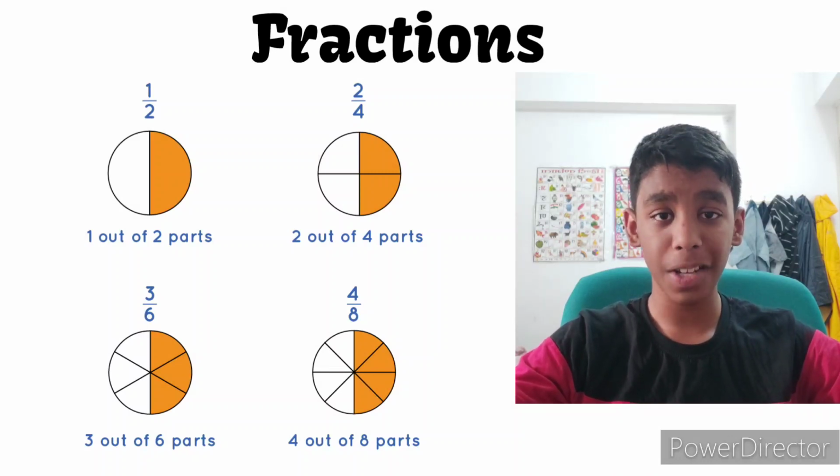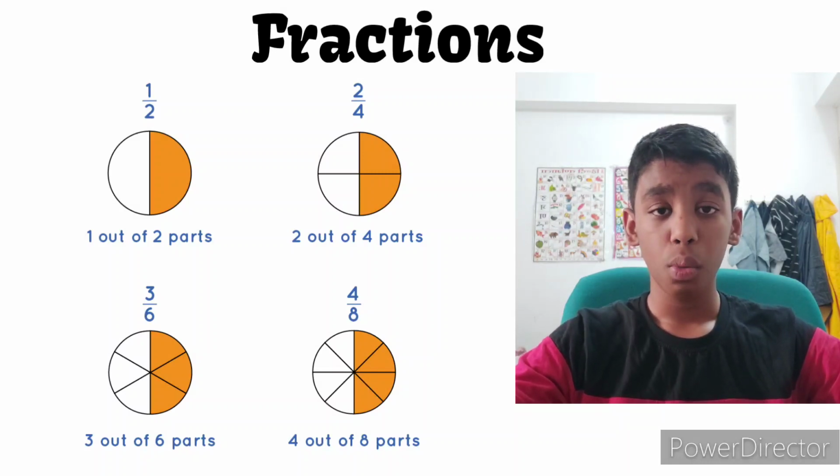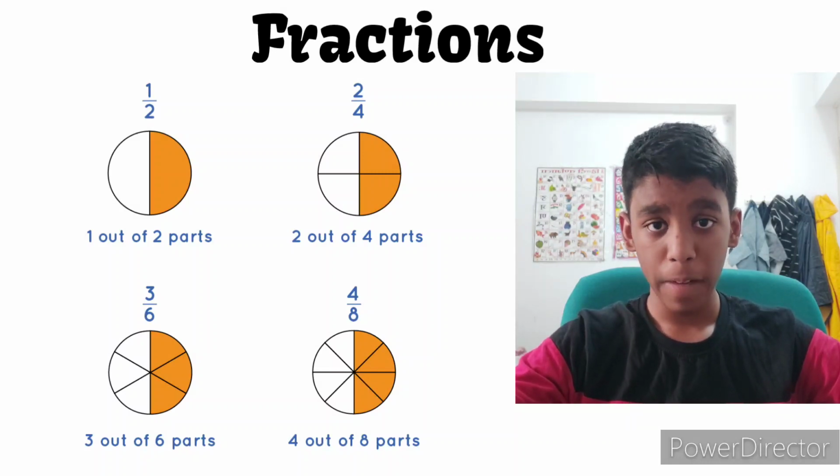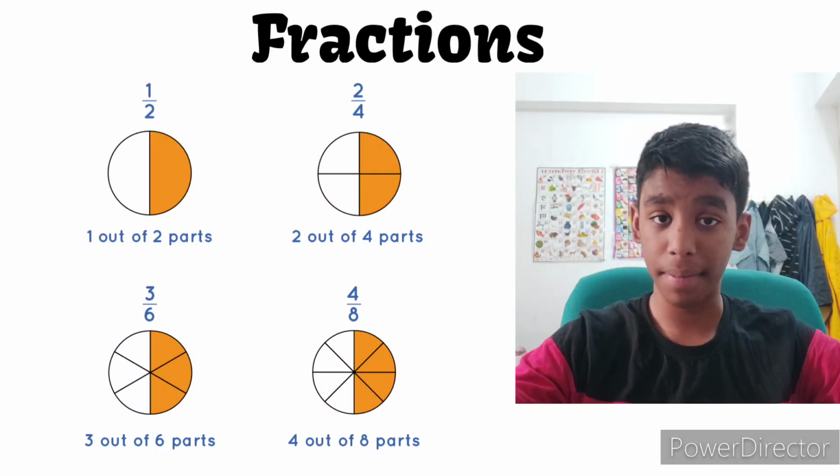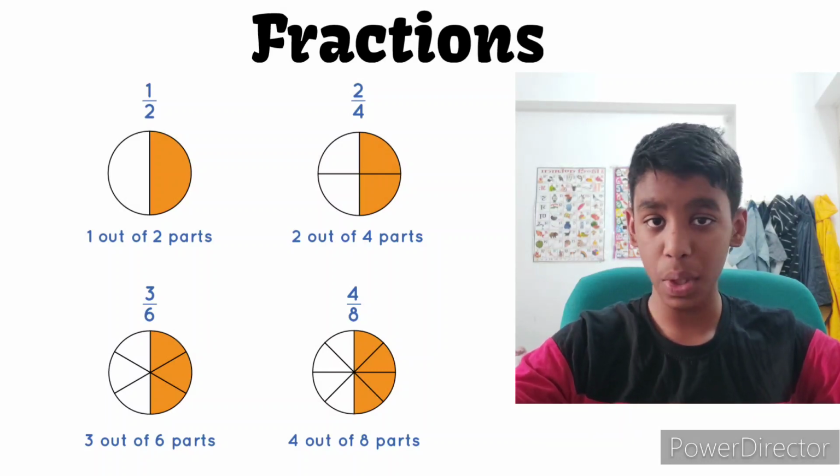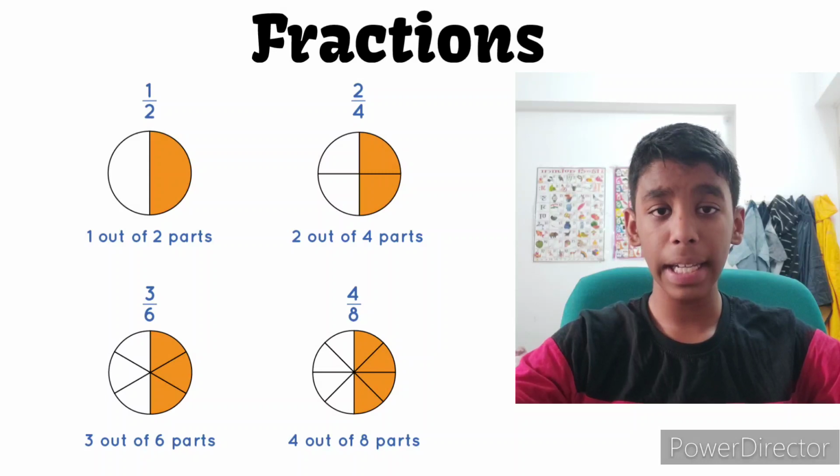Now let's go to subtraction. The same process is applied in subtraction. For example, 1 minus 3 by 12. So 1 is nothing but 12 by 12. 12 divides 12 one time. So 12 by 12 minus 3 by 12, which is 9 by 12. So this is a subtraction.